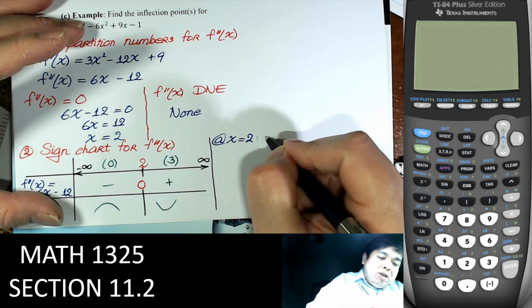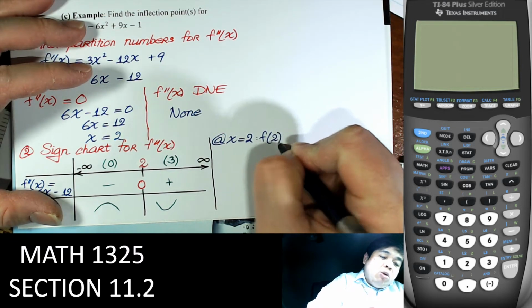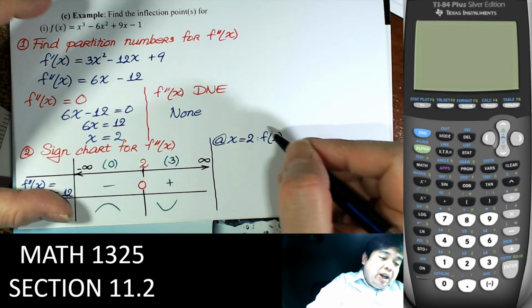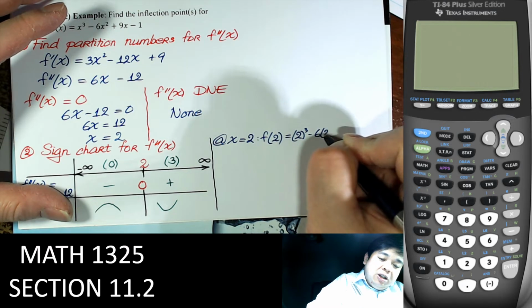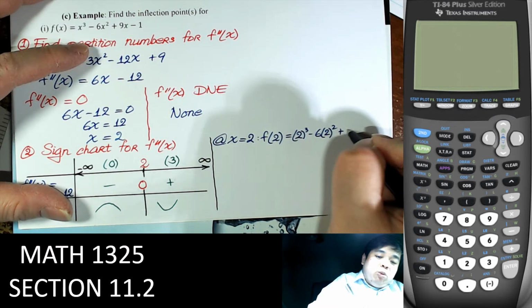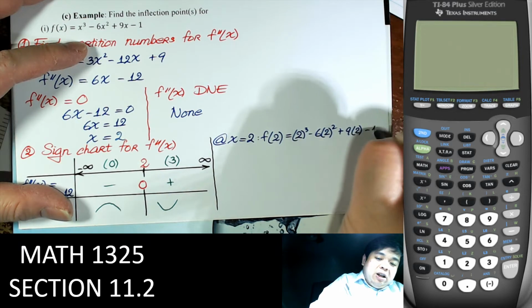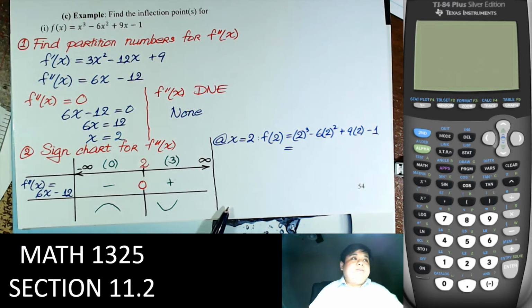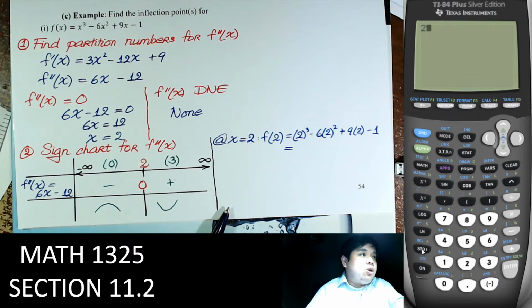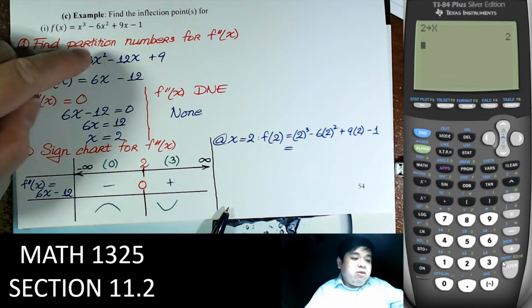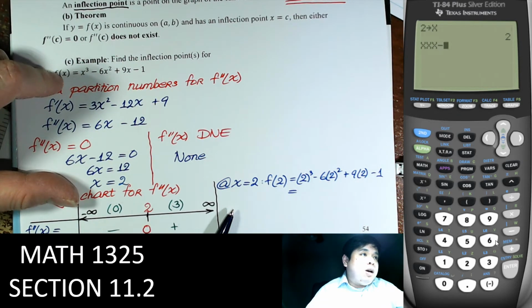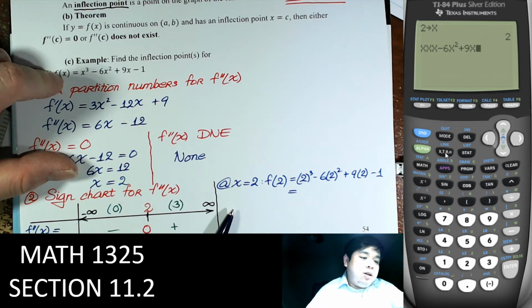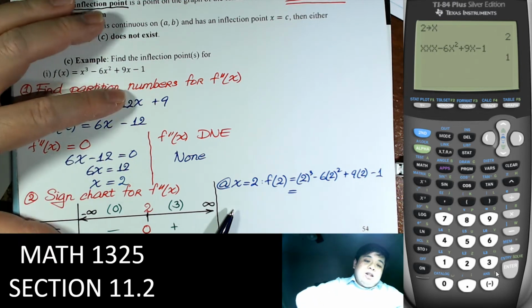Then what do we substitute in? Remember, we're looking for inflection points. Every time we talk about points, we mean the point on the graph, which means it has to be in the domain. So just plug x in the original function: x cubed minus 6x squared plus 9x minus 1. Right, so that is equal to 1.